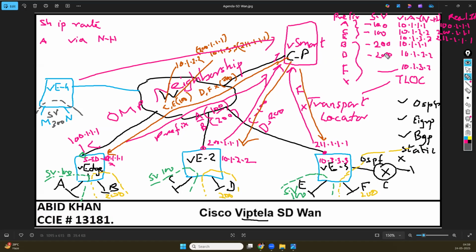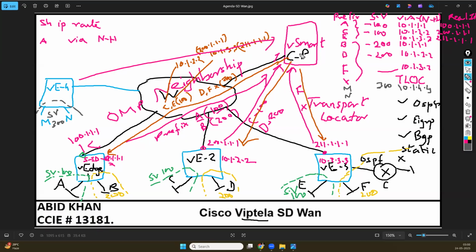So now what will happen? vSmart will learn M and N via, let's say, 10.1.4.4, in service VPN 300, and the T-lock will be 10.1.4.4, along with the real WAN IP also, the same way VH1, VH2, VH3 inform vSmart. The same way VH4 also will repeat the same thing. Nothing different; this will all be forwarded through OMP.